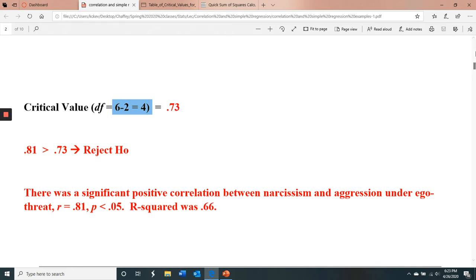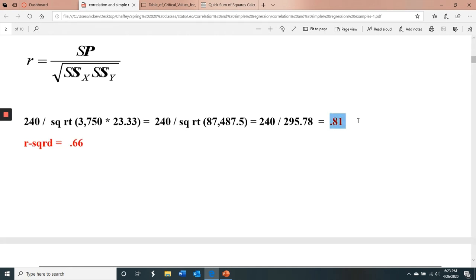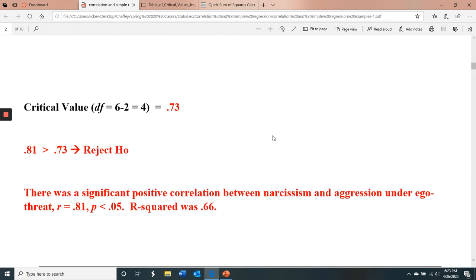So remember that we got 0.81 for our R. Our calculated value, 0.81, is greater than the table value of 0.73, so we reject the H0. So that means that there's a significant relationship, and it's a positive relationship, so we can just simply report this now.